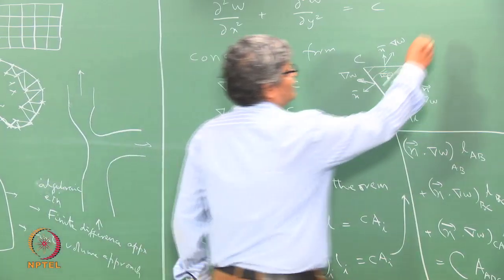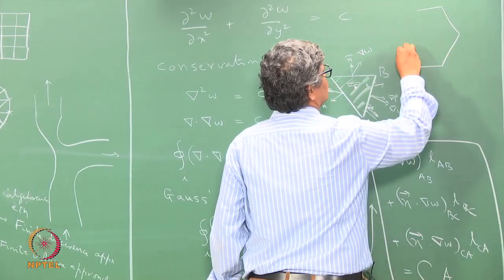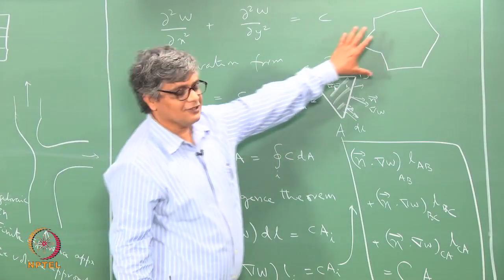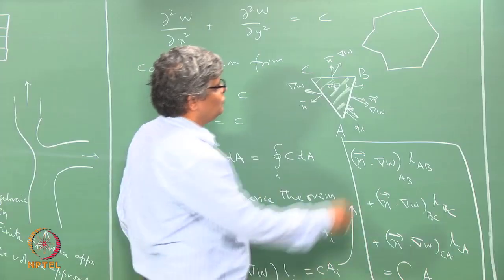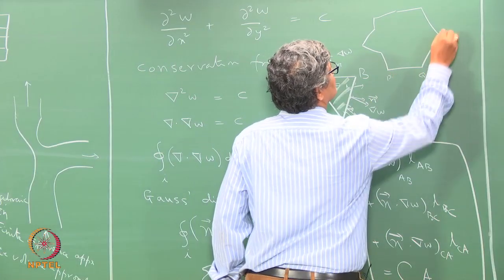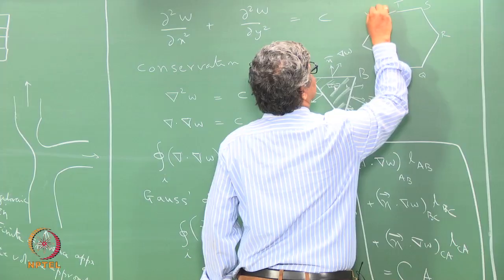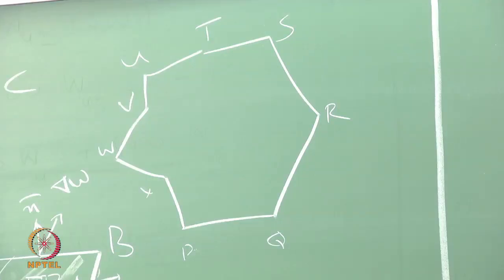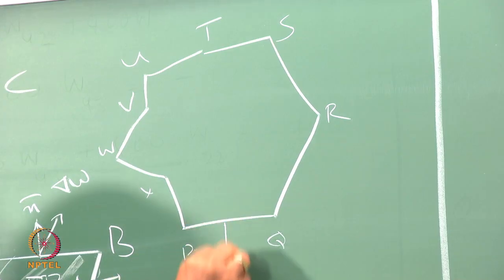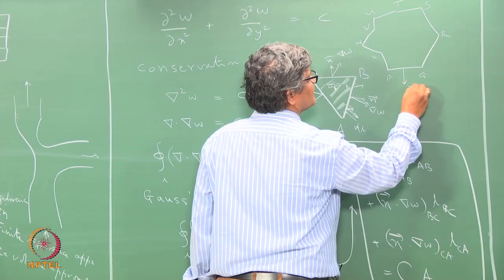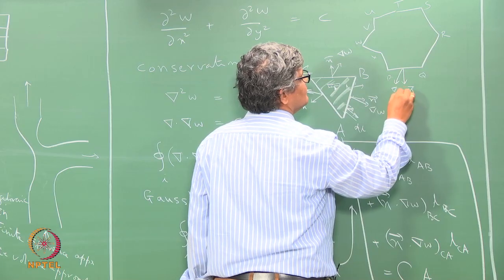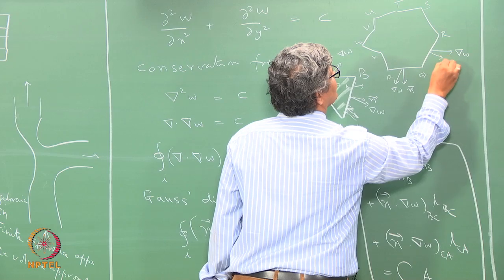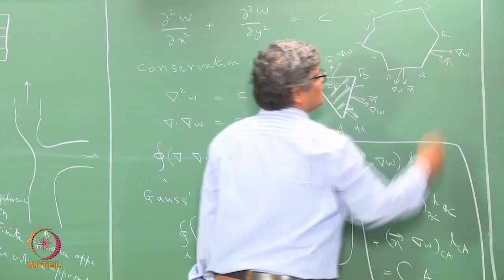If the shape is like this, if this is a cell, we can do the same thing over each of this P, Q, R, S, T, U, V, W, X. So, it will be a sum over, so you evaluate the outward normal vector and then the gradient, and then the outward normal vector like this, and then on this.